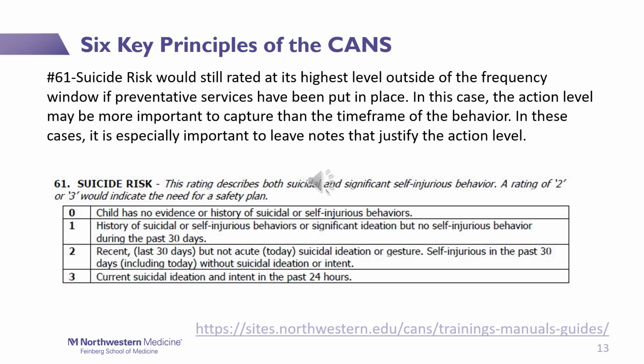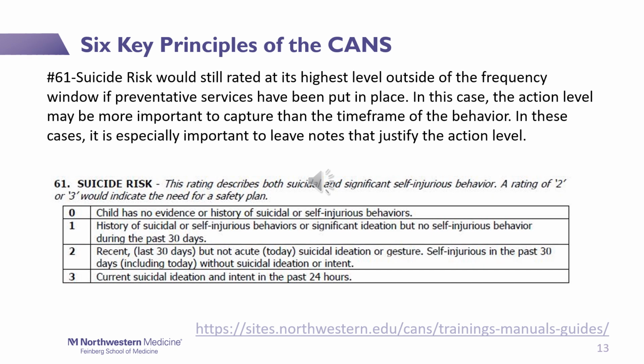Number 61, suicide risk, is an example of this. Here we see some clear indications of when we should be scoring this item. A history of suicidal or self-injurious behavior is a 1. A 2 is recency, last 30 days but not acute today, suicidal ideations or self-injurious behavior in the past 30 days. And a 3, current suicidal ideations or intent in the past 24 hours.